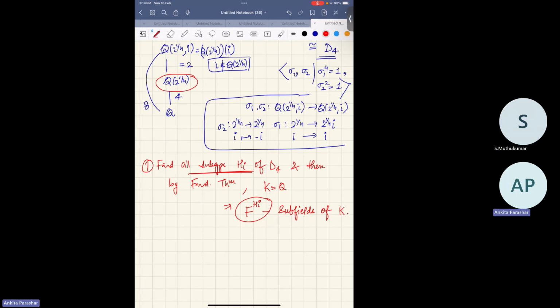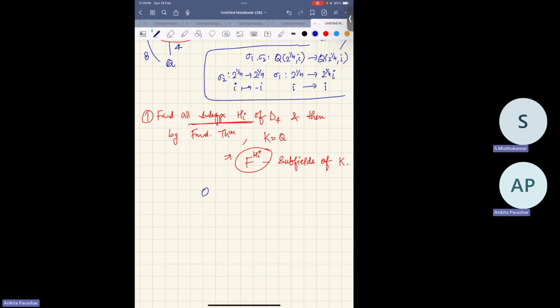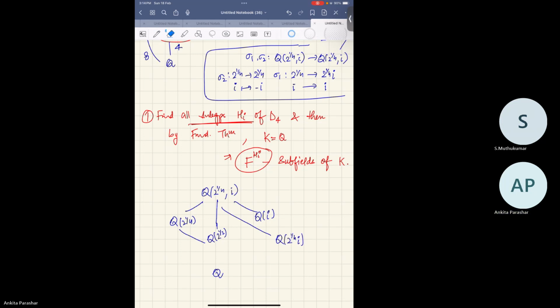So one can try, I will write what the fixed fields are. So if you have Q(2^(1/4), i) and you have Q, I will try to write all the possible subfields lying in between. So if you see, it is nothing but Q(2^(1/4)), Q(i). Then you have Q(2^(1/2)), then I think Q(2^(1/2) i). Let's write it in a nice way.